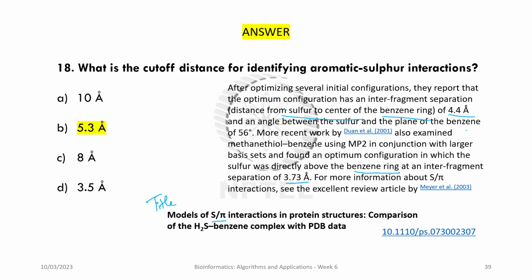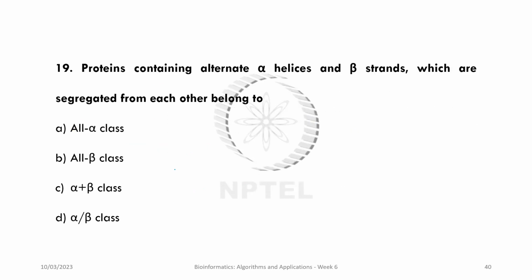But they have other references, so I thought I'll post this work here. And while you search for other research articles also, they keep 5 angstrom or 5.5 angstrom as the cutoff distance for identifying aromatic sulfur interactions. I mistook this article. There is one more where an exact 5 or 5.5 is given. So either you can look into that, or I can post it here while uploading the PPT.